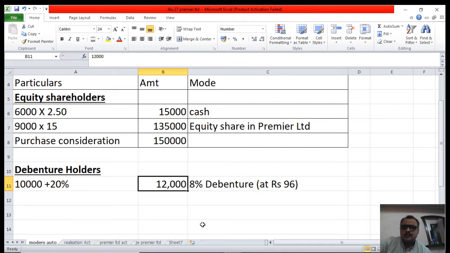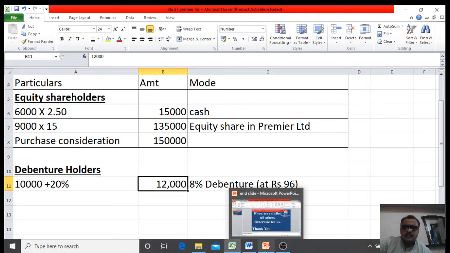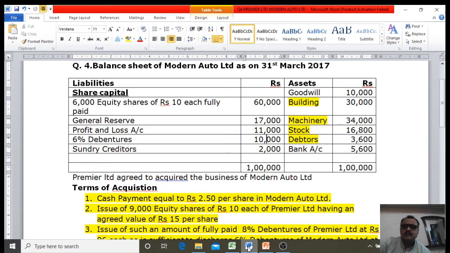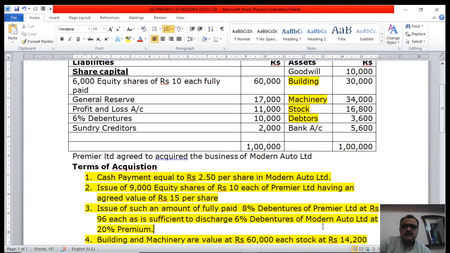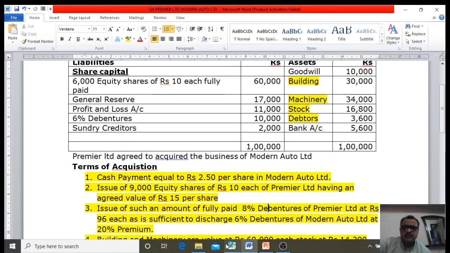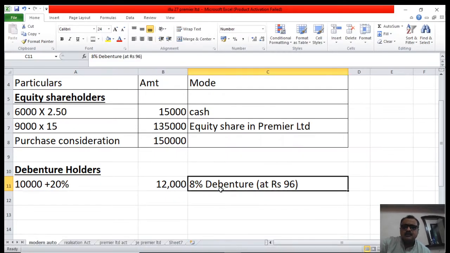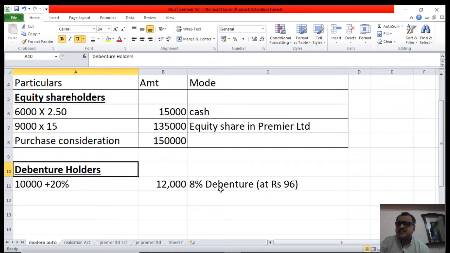Now how is this 12,000 settled? This 12,000 is settled in the form of 8% debenture, but this debenture will be issued at rupees 96. So we have to mention over here that this will be settled in the form of 8% debenture, and this debenture will be issued at rupees 96. So this completes my purchase consideration and how the debenture holders are settled.